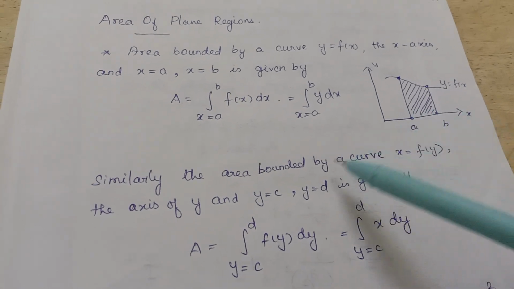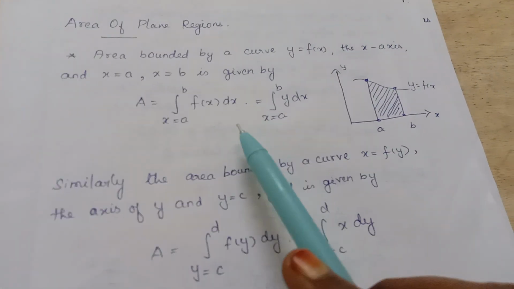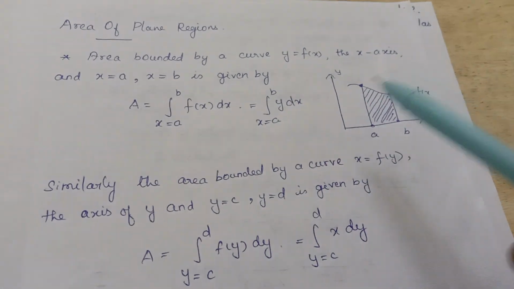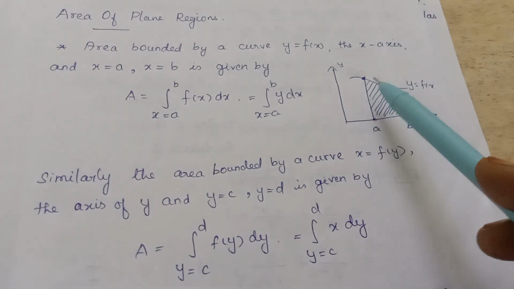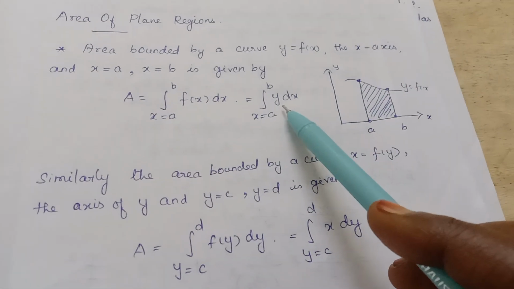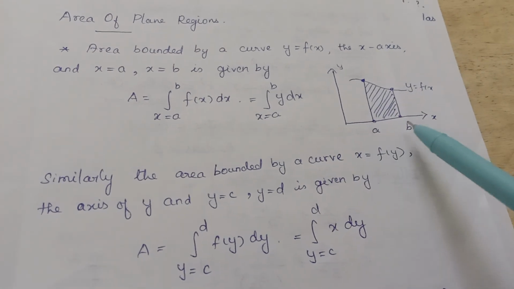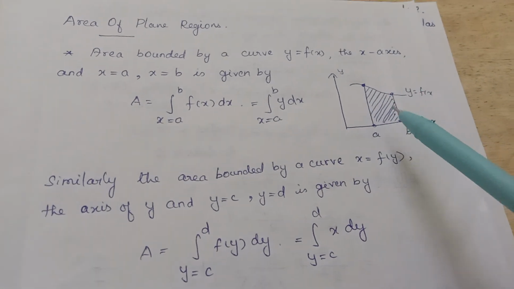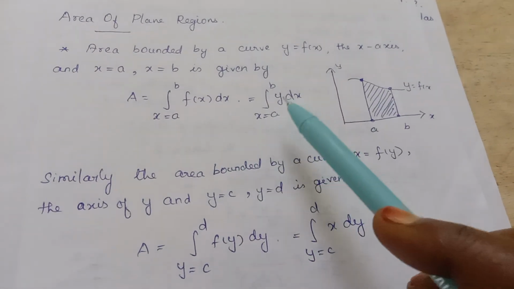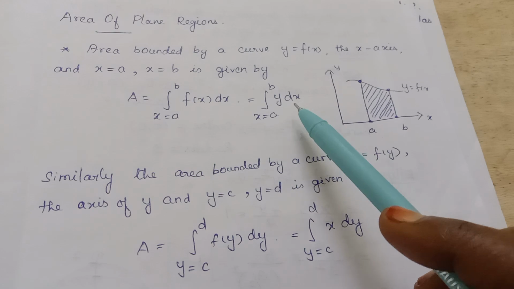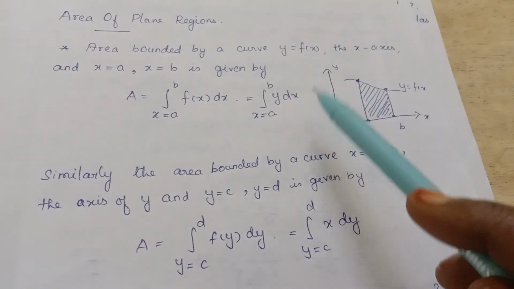For that, the formula is area equal to integral a to b f of x dx, otherwise y dx. That is the equation of the curve. Integrate the equation of the curve from the limits a to b. That will give you the area under the curve. So simple formula. So what is the formula for area? Integral y dx, if the curve is given in the form of y equal to f of x.